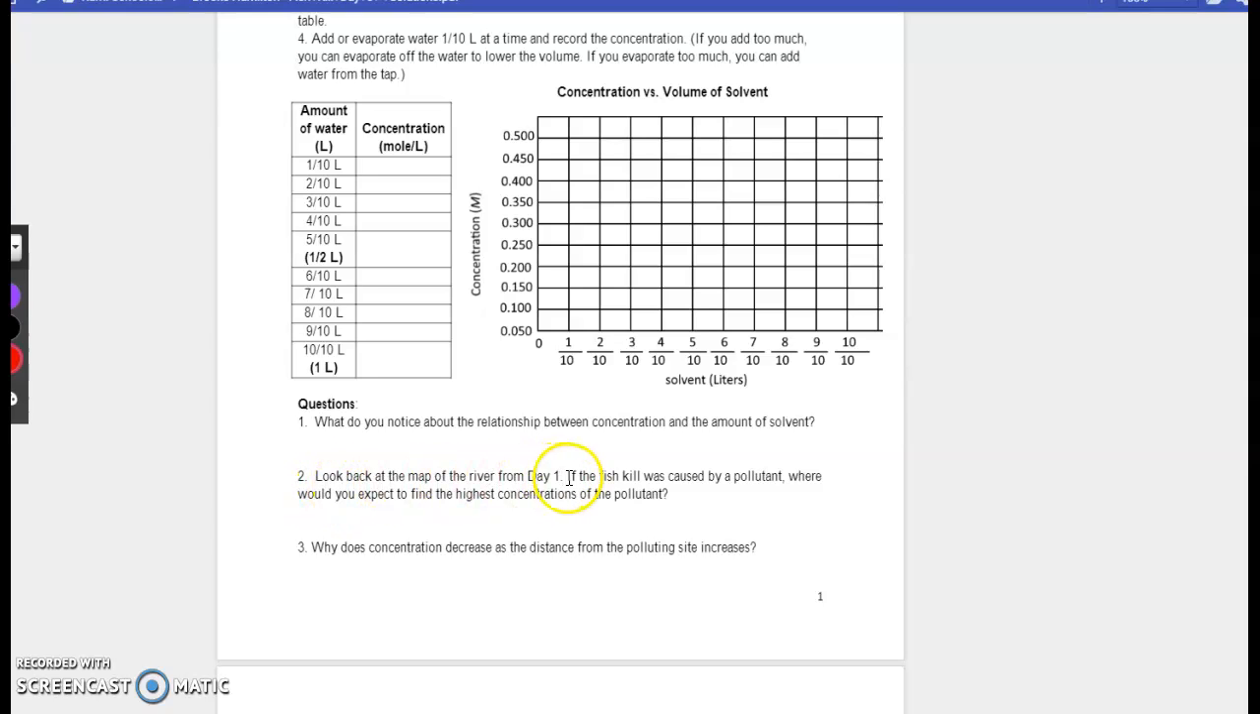Looking back at the map of day 1, if the fish kill was caused by a pollutant, where would it take place? So think back to day 1. What did that map look like? It says total fish kill zone, partial, minimal kill zone. So look at close to the total kill zone. Where would that have to take place there? Where would the pollutant be? Why does the concentration decrease as distance from the polluting site increases? So as you get farther away from Anderson, why does the concentration decrease, do you think?